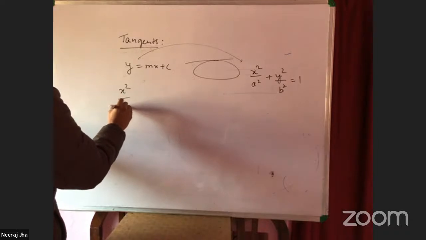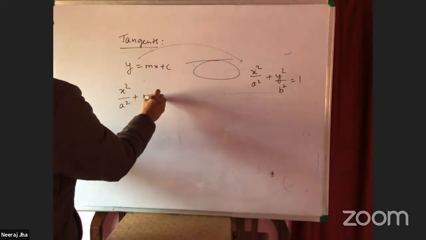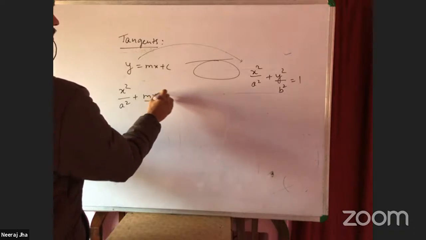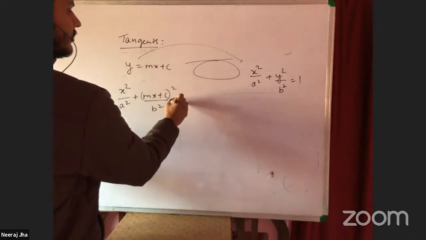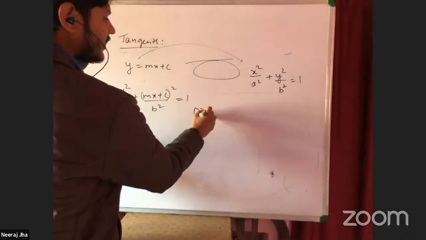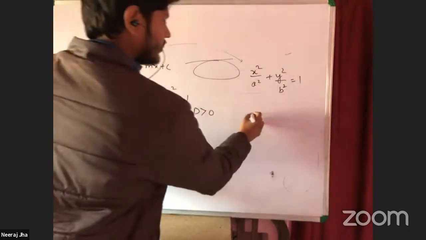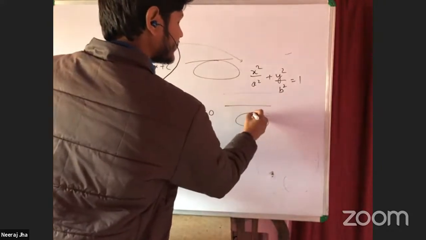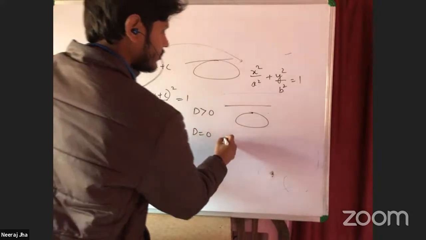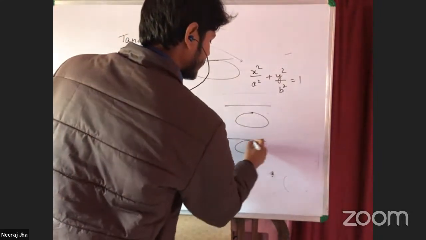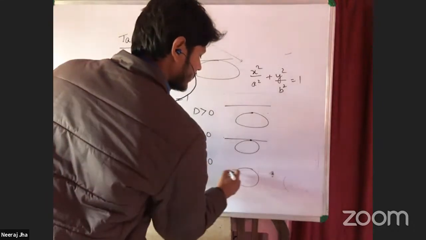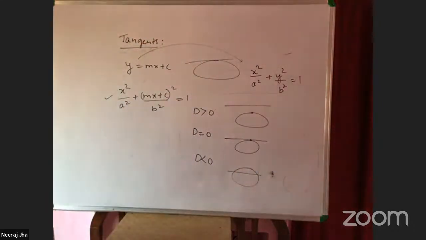x square upon a square plus (mx plus c) whole square divided by b square is equal to 1. This is a quadratic equation. If its discriminant is greater than 0, what will happen? This line will neither intersect nor touch the ellipse. If its discriminant is 0, then this line will be touching this ellipse. And if its discriminant is less than 0, then it will cut the ellipse at two distinct points.